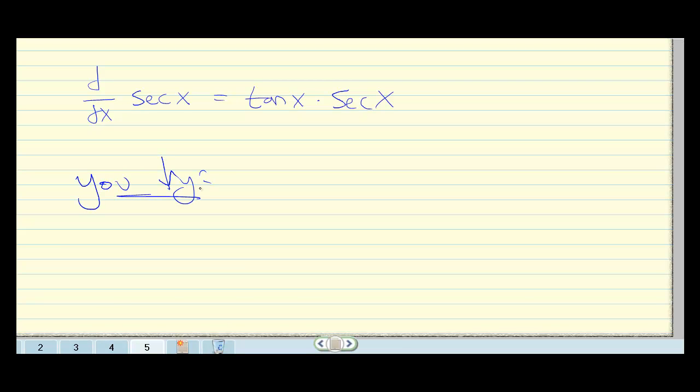For class tomorrow, I would like you to have the following two derivatives worked out. They're basically the same process, but it will give you a little bit more experience in seeing how these things go together and working with the trig functions we've been working with. Please find for me the derivative of cotangent of x and the derivative of cosecant of x.